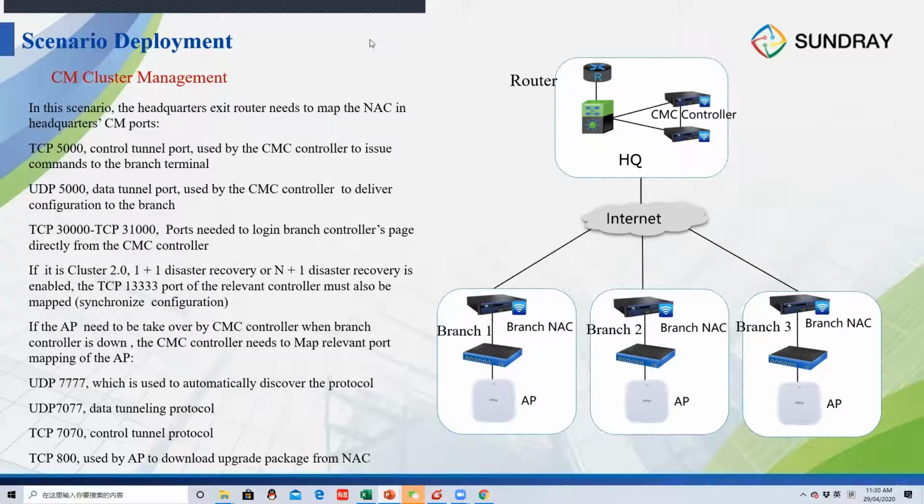And the others: if you want the headquarters controllers to back up the APs and take them over, if the branch's AP is down and you want the AP to be taken over by the controller in the headquarters, you also need to do the port mapping for AP management. For the AP, it's the same as the remote deployment, these 4 ports.